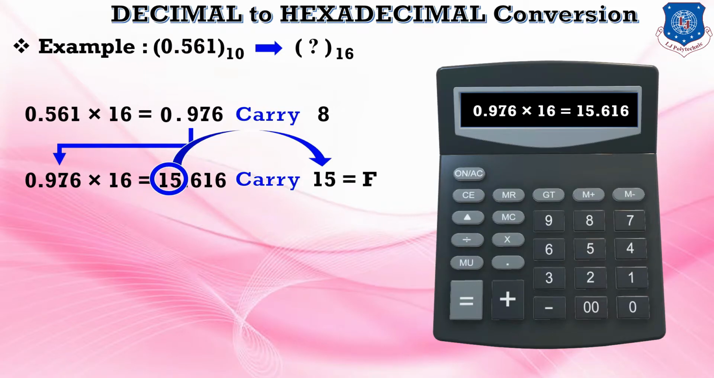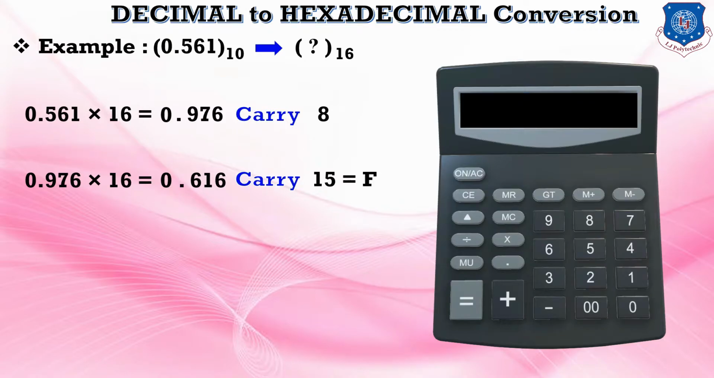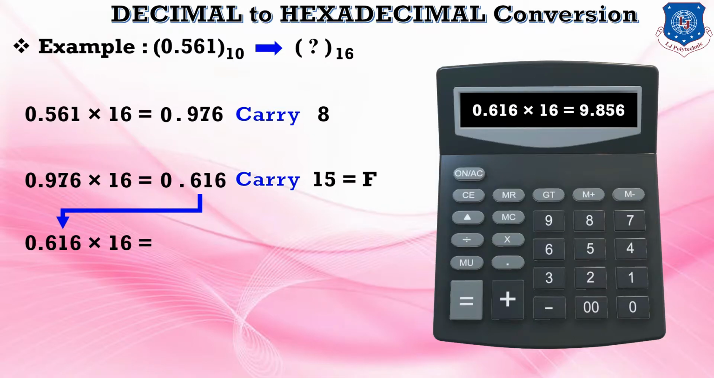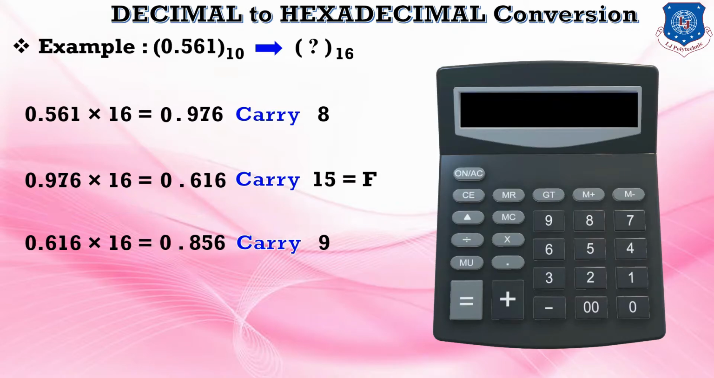Listen carefully students. Here we can't use a dual digit in a hexadecimal number. So we replace this 15 with the capital letter F. So now the remaining term will become 0.616, and in the next step we multiply this 0.616 with 16. Then we will get the answer 9.856. Of this 9.856, we consider 9 as a carry. So the remaining term will be 0.856. For the next step, again we multiply this 0.856 with 16.